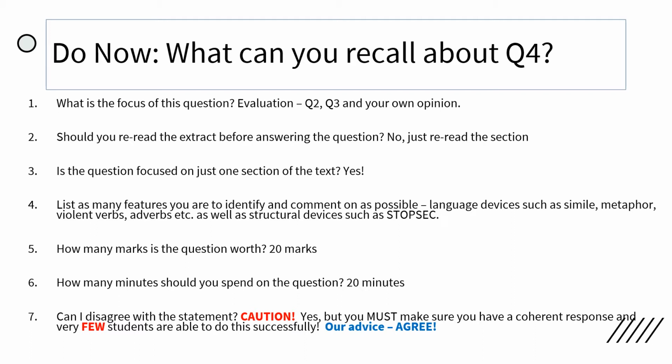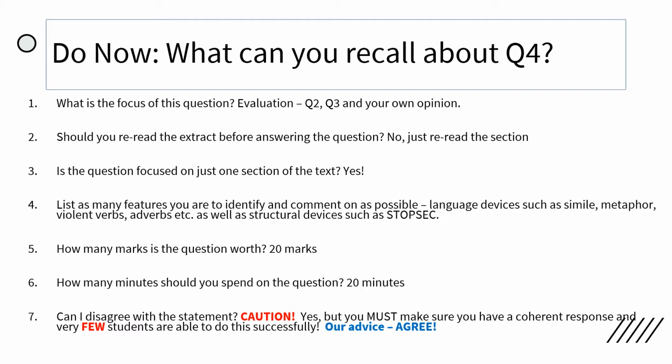Should you reread the extract before answering the question? In this case, no. Just reread the section that they've drawn your attention to. Is the question focused on just one section of the text? Yes, it is, and they will outline which bit you are looking at.